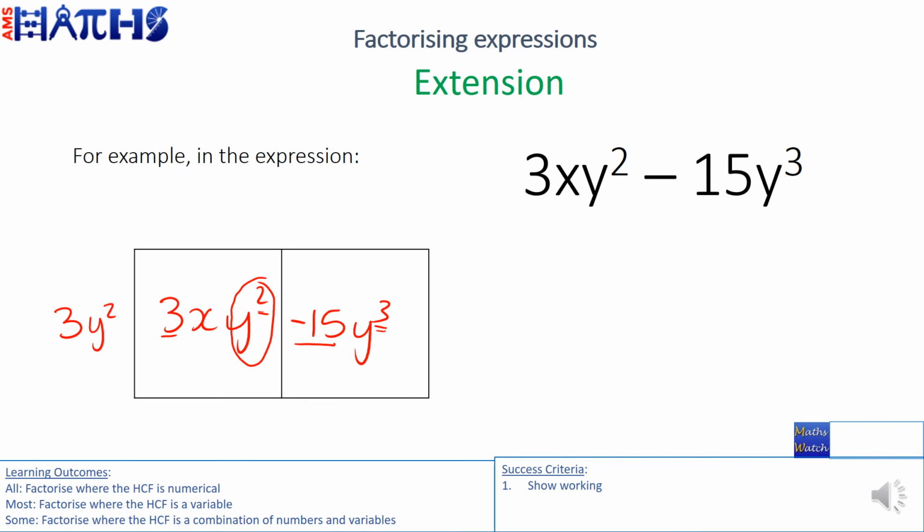Then we'll find our two terms that will multiply to give 3xy squared and minus 15y cubed. 3y squared times x will give us 3xy squared, and 3y squared times a minus 5y will give us minus 15y cubed, and so our answer will be 3y squared open bracket x minus 5y.